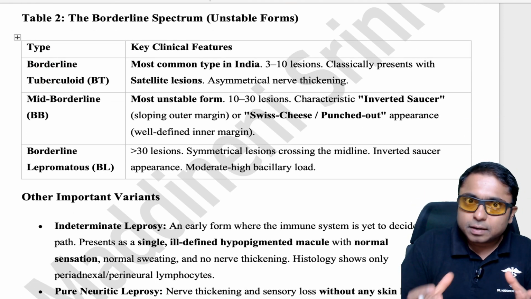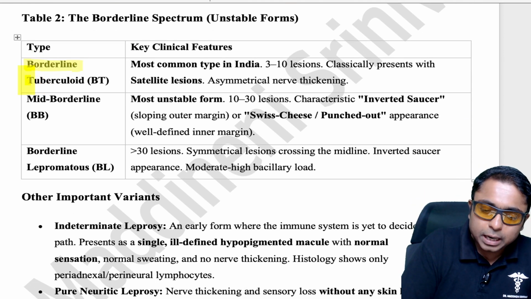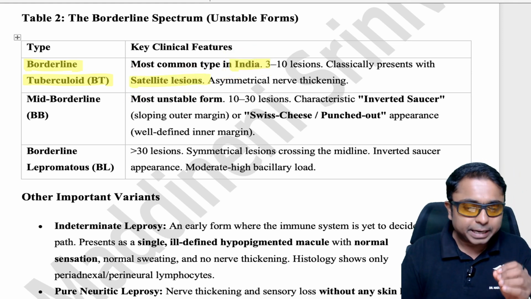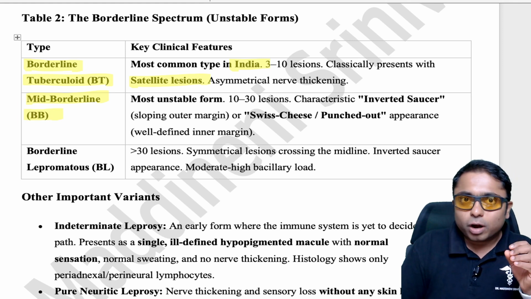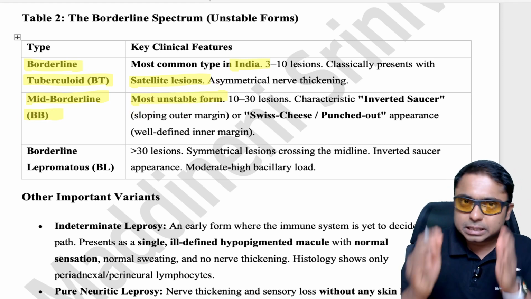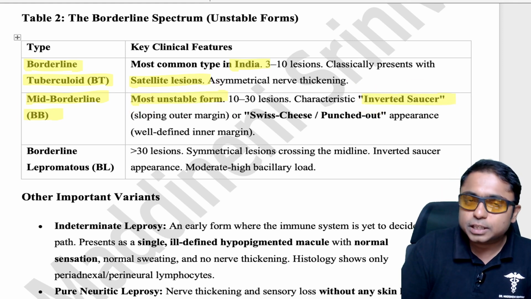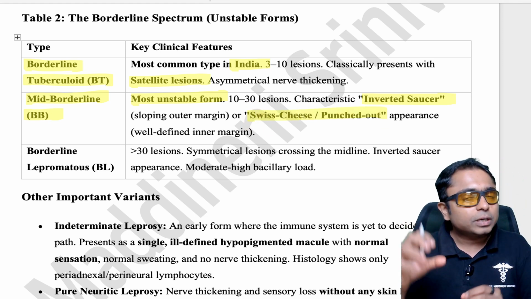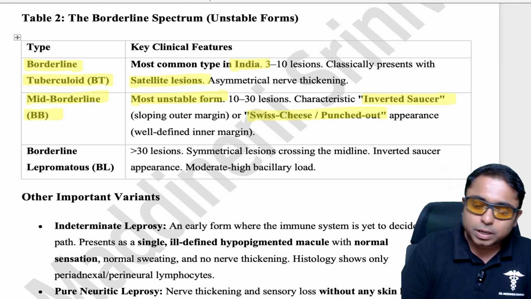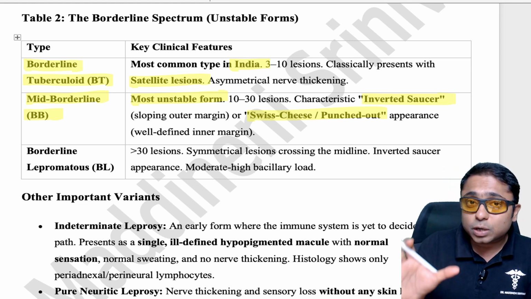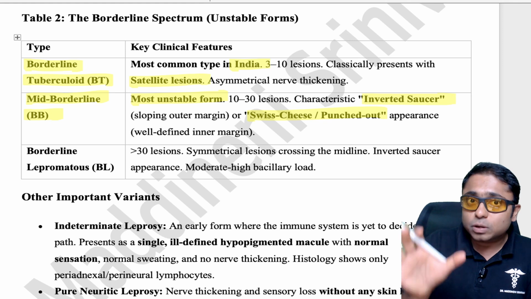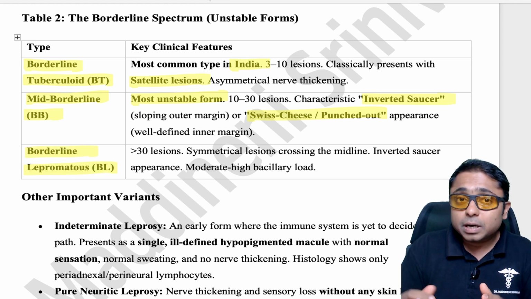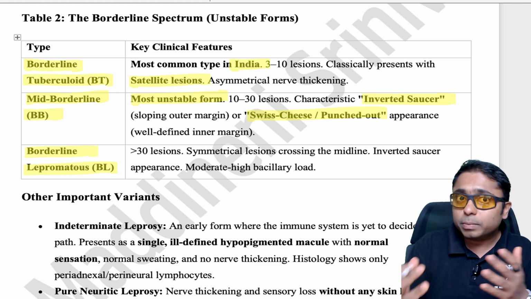Now coming to the other middle forms of the borderline spectrum, borderline tuberculoid, the most common type in India, like I've already told you, satellite lesions can be seen in BT leprosy patients. BB or mid borderline leprosy, here remember it's the most unstable form, exactly present at the center, and the patients are going to have skin lesions with an inverted saucer shape appearance, and at the center you can see the Swiss cheese appearance or punched out appearance. And also remember geographic map-like lesions are very characteristic of BB leprosy, and it's also called dimorphous leprosy.